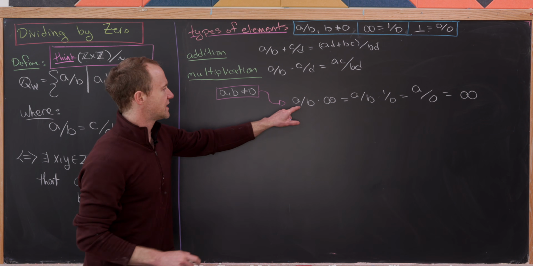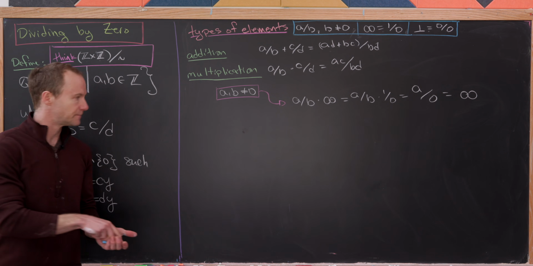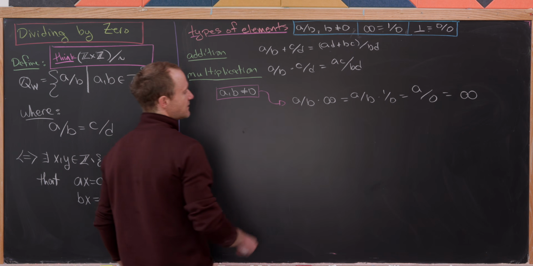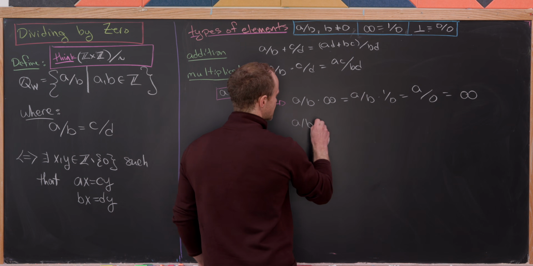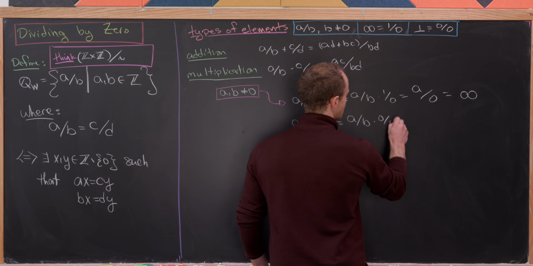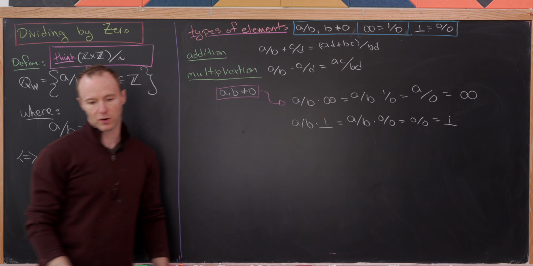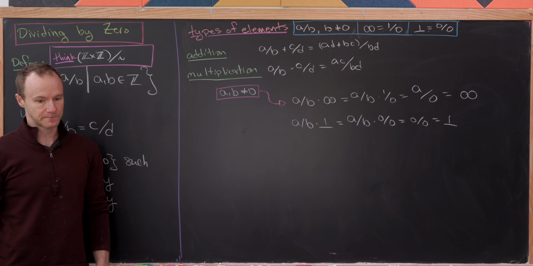So maybe we could see this. A over b times infinity is equal to infinity. And then, well, let's maybe do a over b times the perpendicular element. So that's a over b times 0 over 0. But that's going to turn into 0 over 0, which is our perpendicular element again.